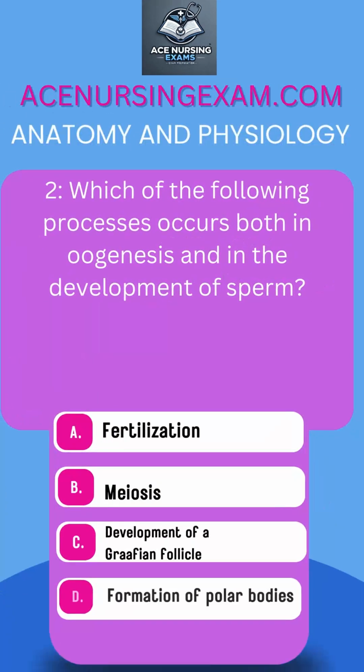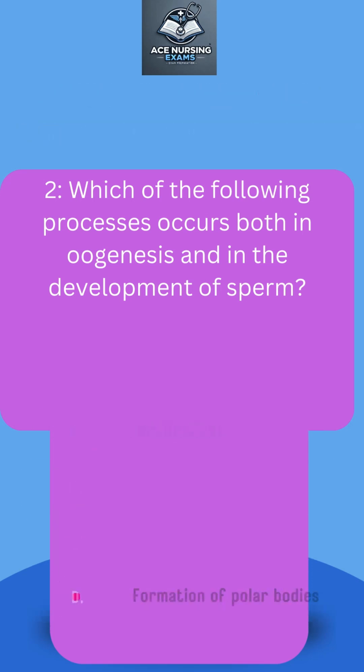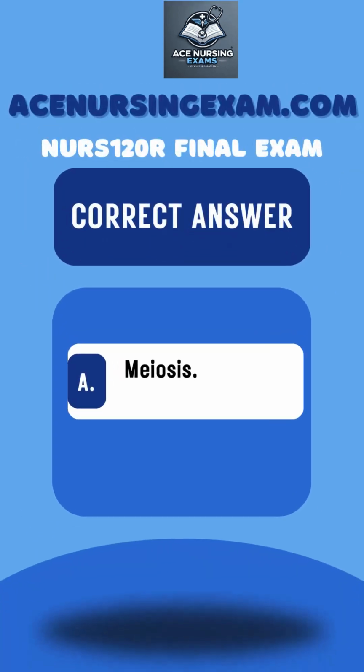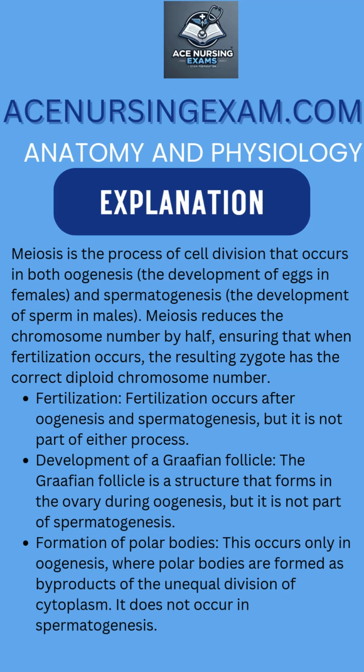2. Which of the following processes occurs both in oogenesis and in the development of sperm? A. Fertilization. B. Meiosis. C. Development of a Graafian follicle. D. Formation of polar bodies. The correct answer is meiosis. Explanation. Meiosis is the process of cell division that occurs in both oogenesis, the development of eggs in females, and spermatogenesis, the development of sperm in males.